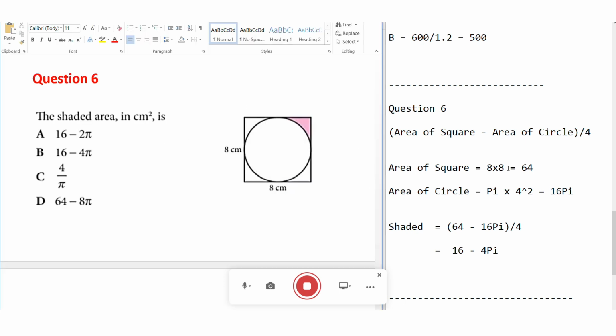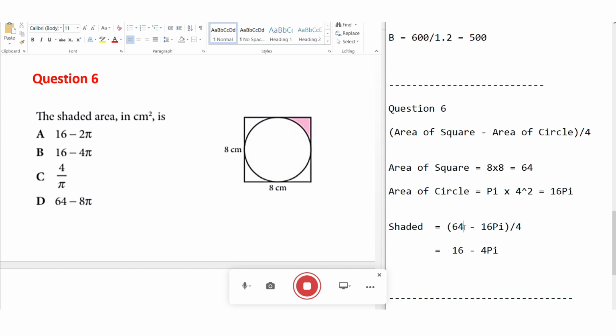So let's see if we understand that procedure. The area of the square is side by side, 8 by 8, so that's 64. The area of the circle is pi multiplied by the radius squared. Now you notice the radius is actually 4. Because if the distance from here to here is 8, that means from here to here is also 8. But that's the diameter. The radius is half the diameter. So the area of the circle is pi multiplied by 4 squared. And 4 squared is 16. So the area of the circle is 16 pi.